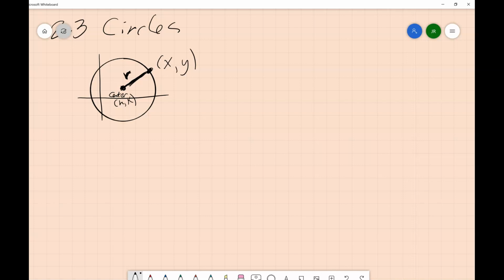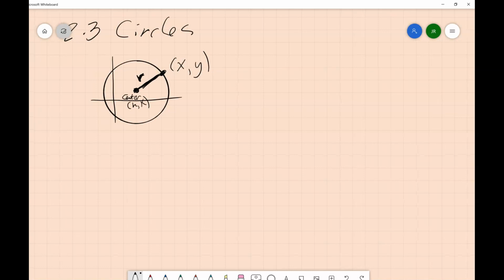Now, can we come up with an equation for all those x, y points? We can, because we know the distance formula. The distance formula is kind of like the Pythagorean Theorem. If we think about this as the Pythagorean Theorem, there's the right triangle, the right angle. R is the hypotenuse. The Pythagorean Theorem is a squared plus b squared equals c squared.